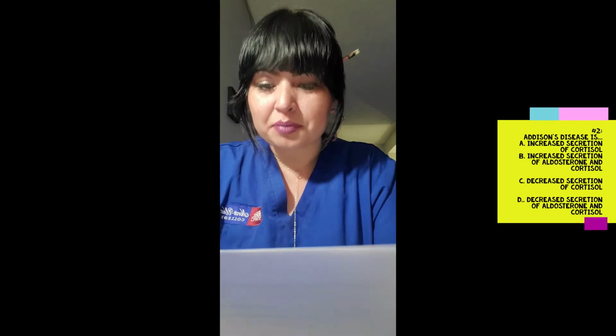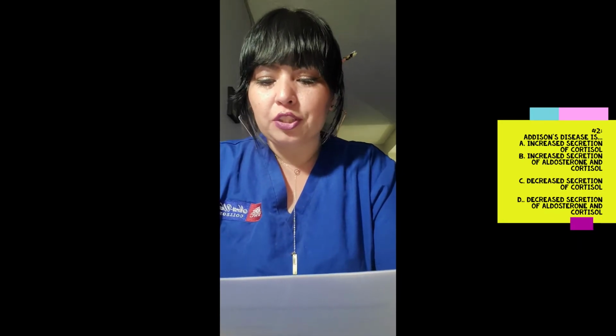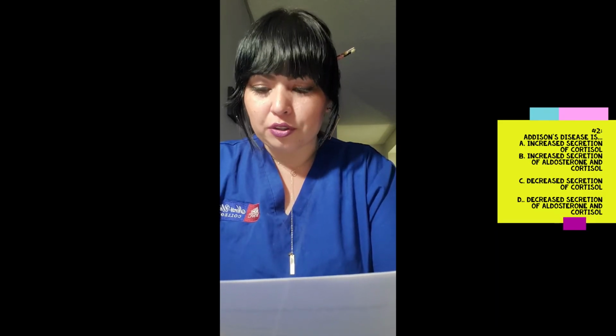Okay, question number 2. Addison's disease is A, increased secretion of cortisol. B, increased secretion of aldosterone and cortisol. C, decreased secretion of cortisol. Or D, decreased secretion of aldosterone and cortisol.